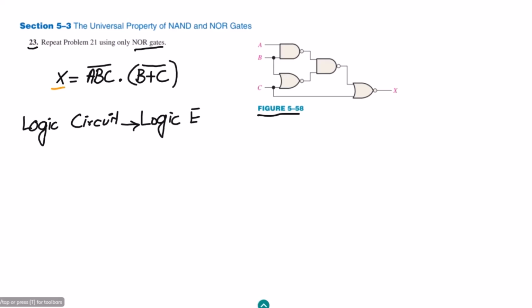Okay, and from this logic expression, what we have to do is implement it by using the NAND NOR gates. Here we have to use the NOR gate, because we are told that we have to implement it by using the NOR gates. So again, the same strategy we are going to follow.